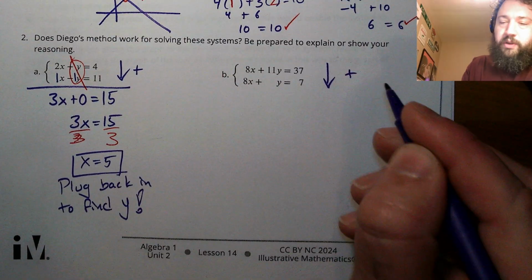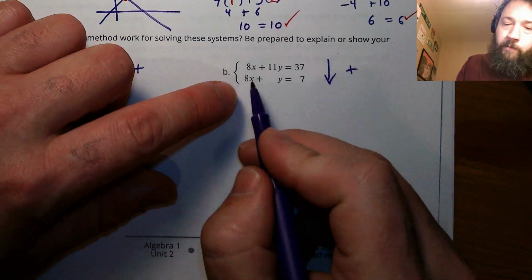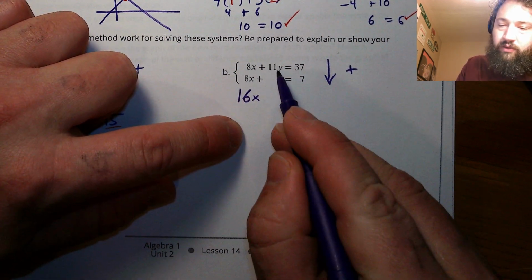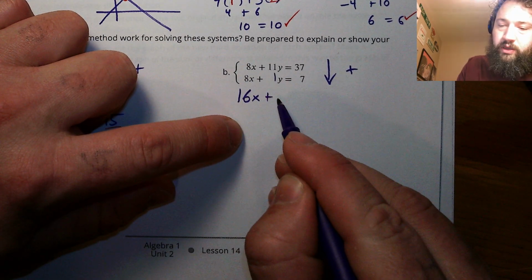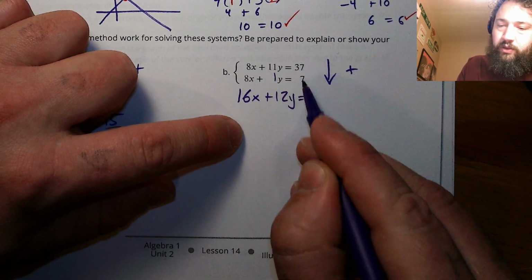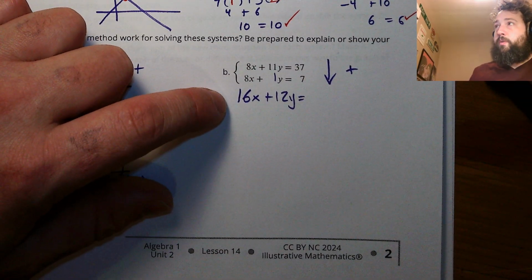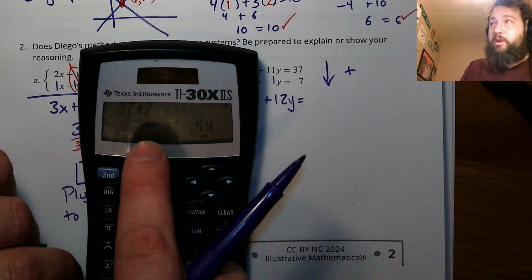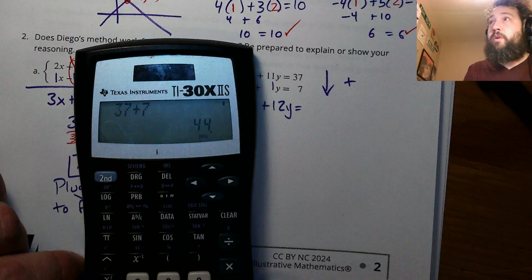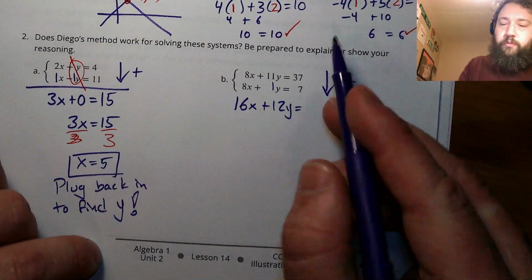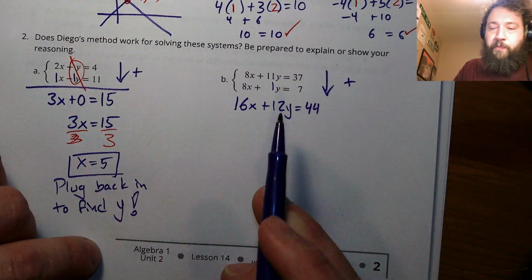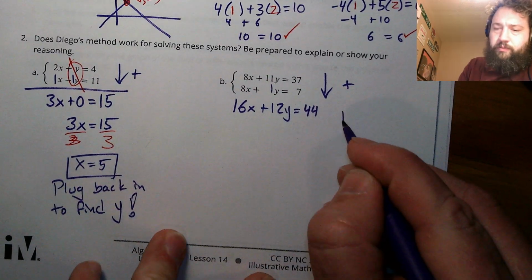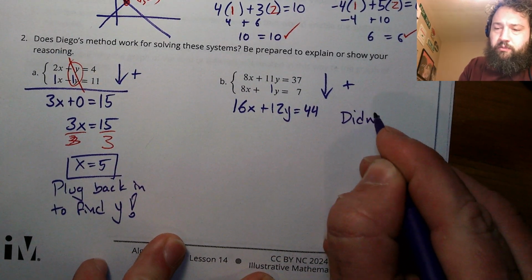All right, let's try this one. Let's add this one straight down. I have 8x, I get 16x, and I have 11 and 1. That's going to give me 12y. And then I have 37 and 7, which I'm not the best with addition. Oh, look, I have it already set up here. I have 44 right there. So I have 44. Okay, now this did not work. Didn't work.